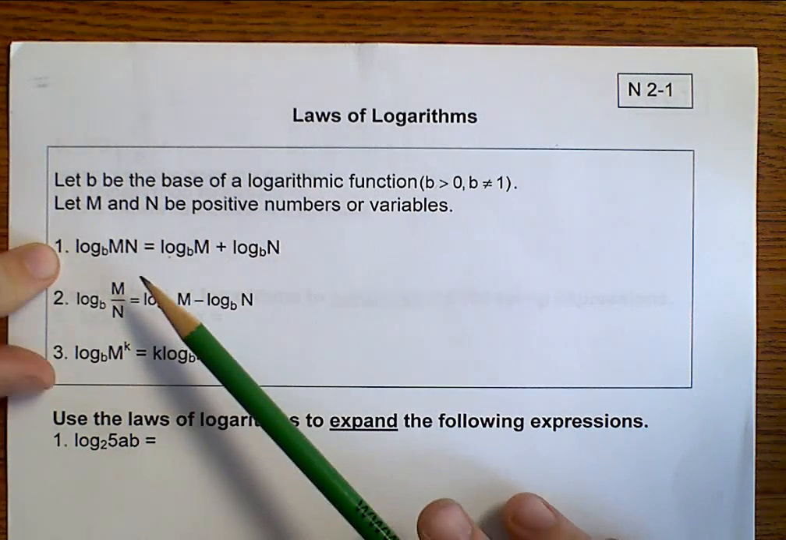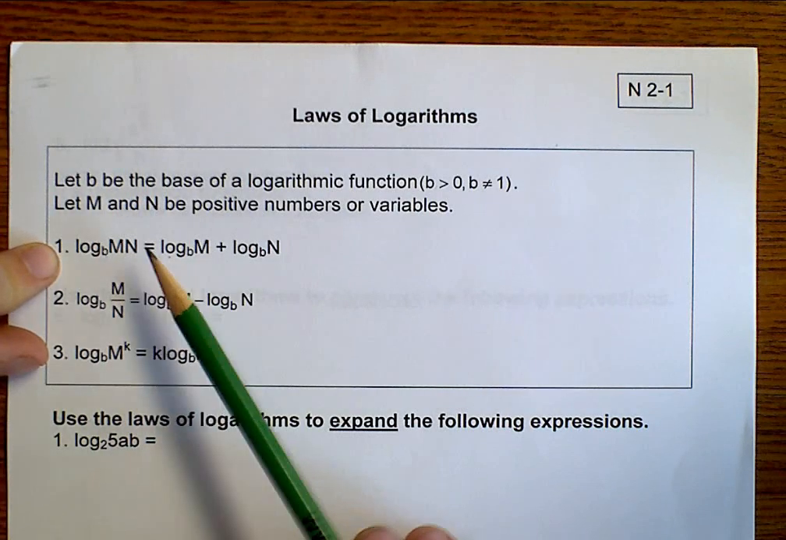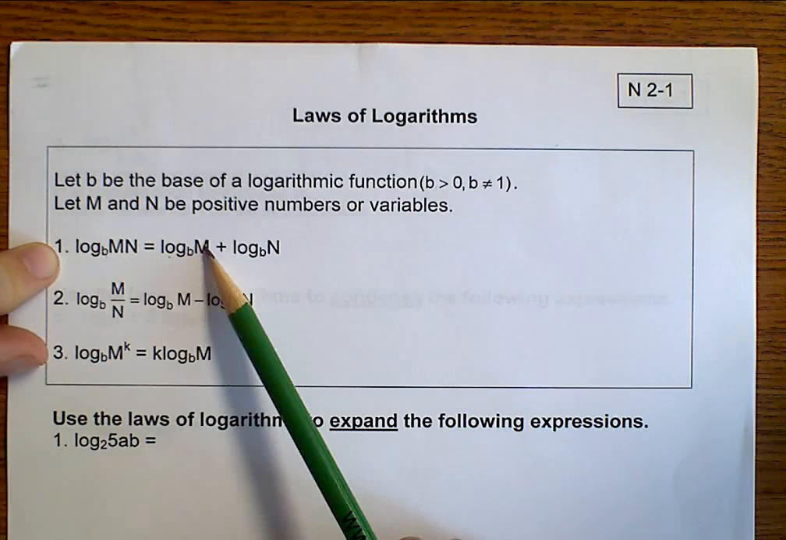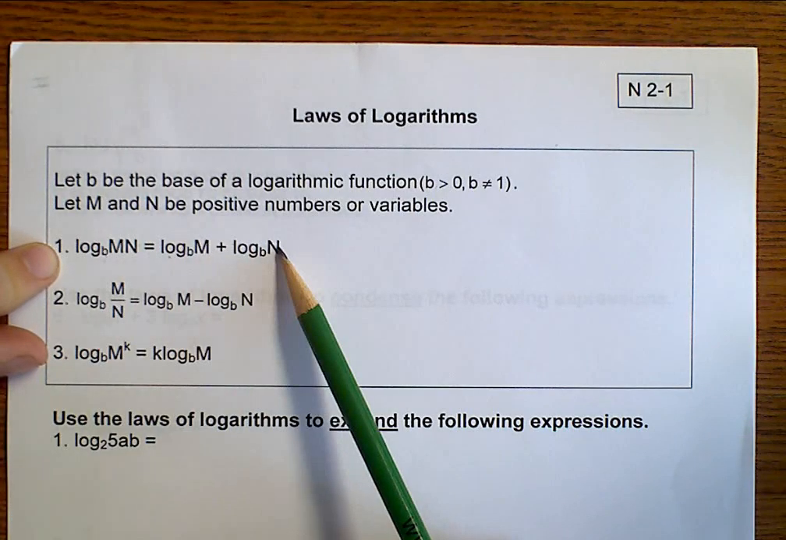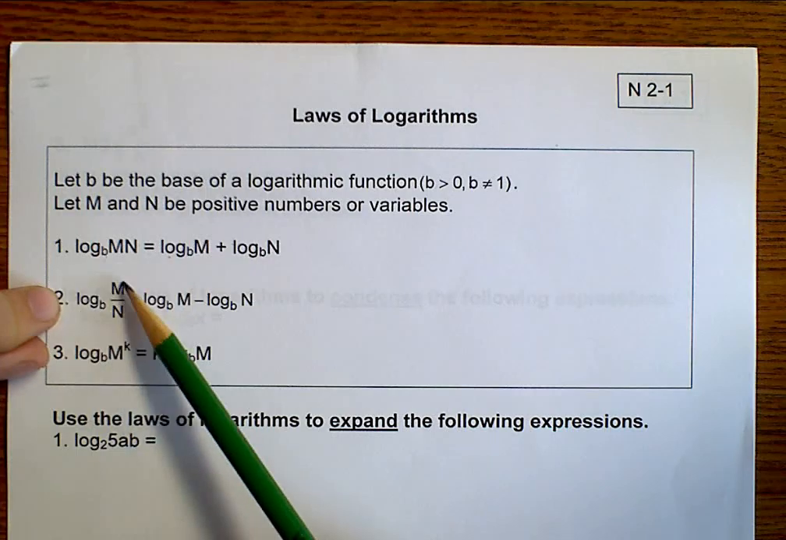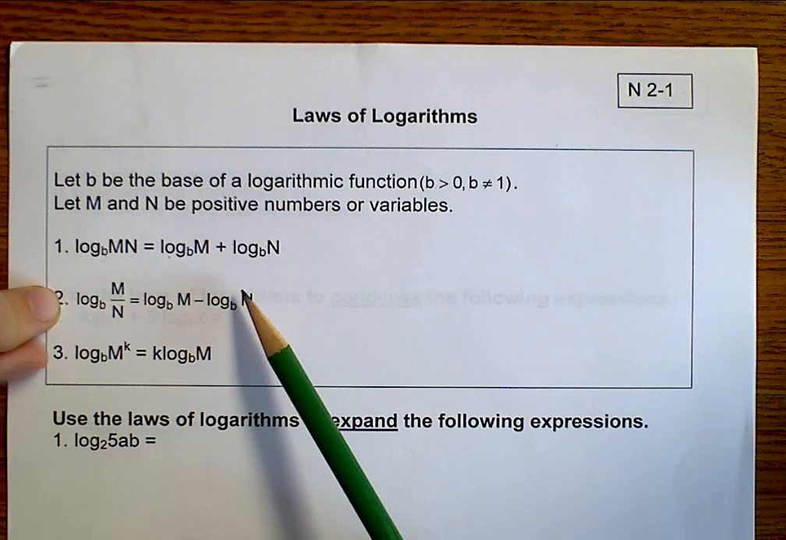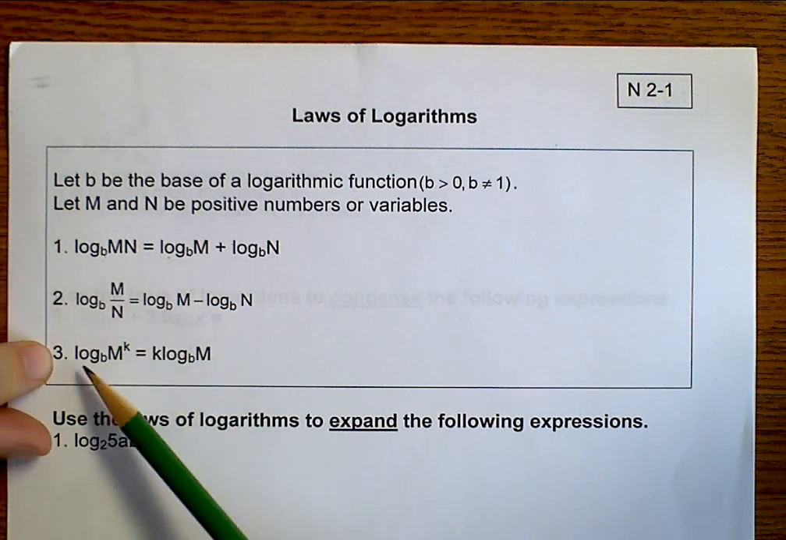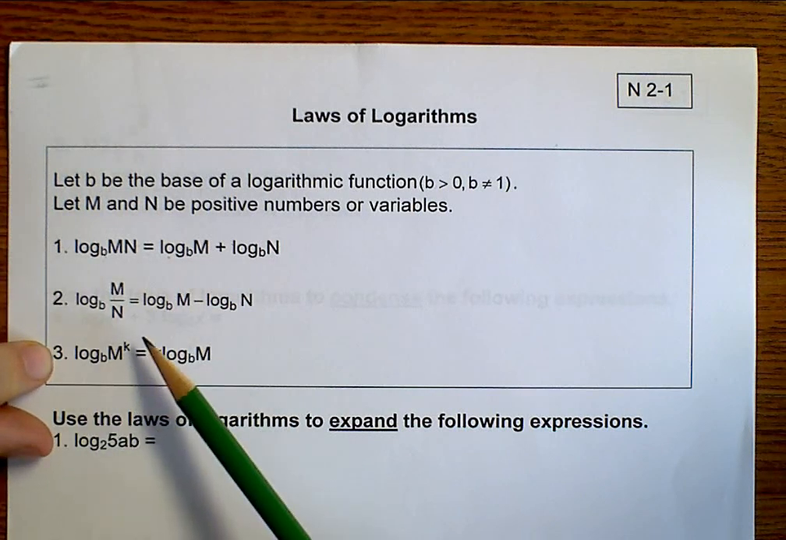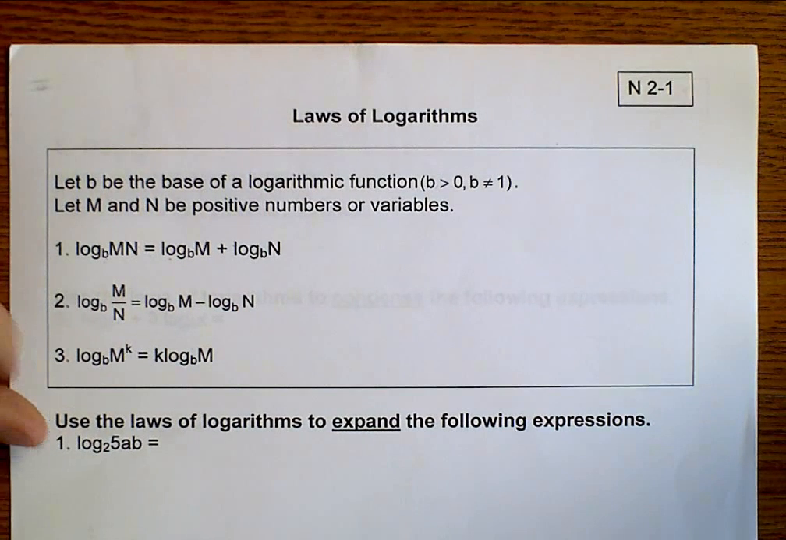So, if I have log base b of mn, then that equals the log base b of m plus the log base b of n. If I have log of m over n, that equals the log of m minus the log of n. And if I have log of m to the k power, that's the same as k times the log of m. And so we're going to be expanding these functions first.